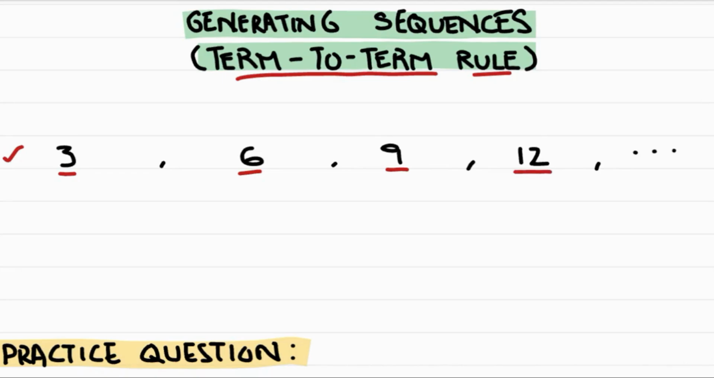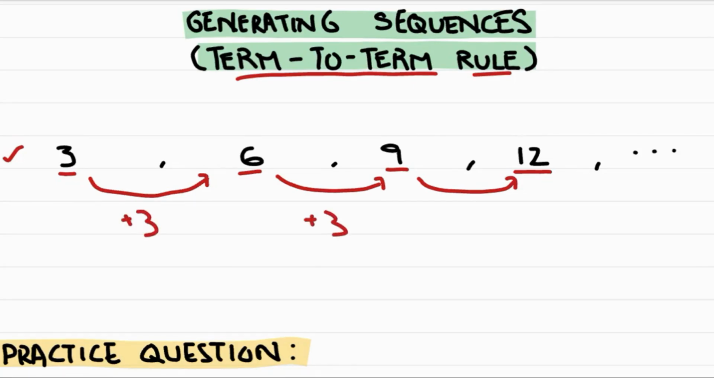Now we need to find what the term to term rule is. That means what pattern or what rule these numbers are following. So we see that this 3 added by 3 would make a 6, and this 6 added by 3 again is going to make a 9, whereas this 9 added by another 3 would make a 12. So the term to term rule for this sequence is to add 3, right?